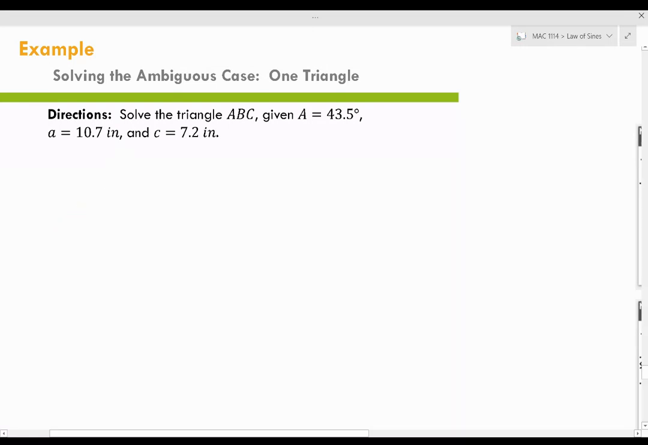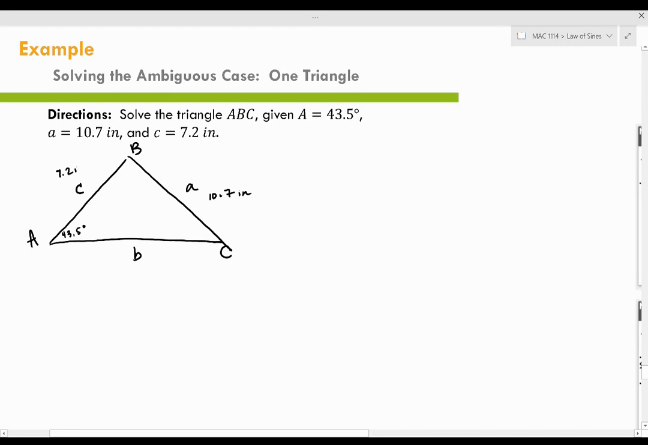Let's not use red. Remember that your triangle doesn't have to be perfect. It's just a sketch so that we know what's going on. So we have A, B, and C. Remember that your sides are across from the angles that they face. So A is 43.5 degrees, and little a is 10.7 inches, and little c is 7.2 inches.